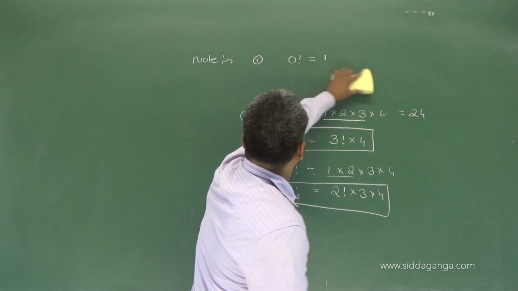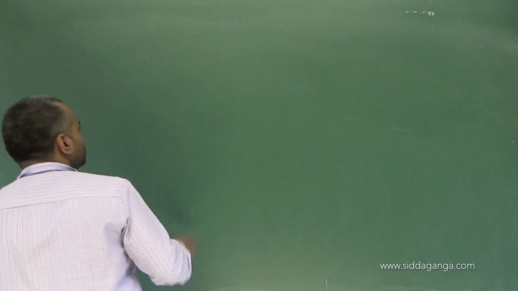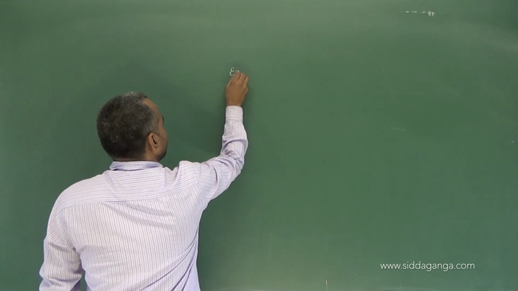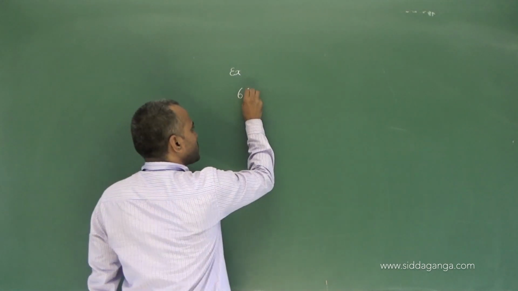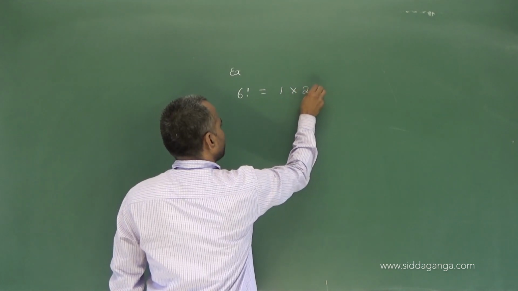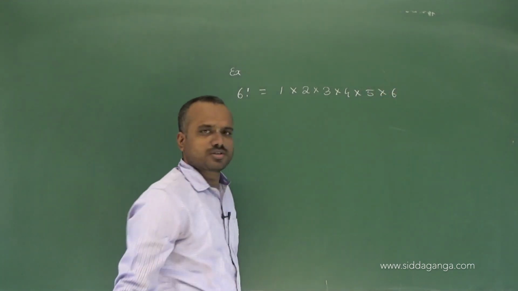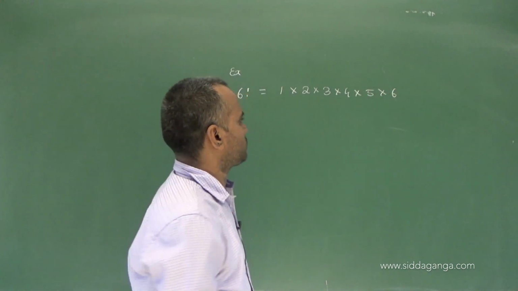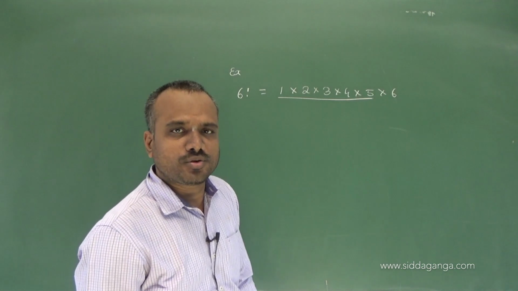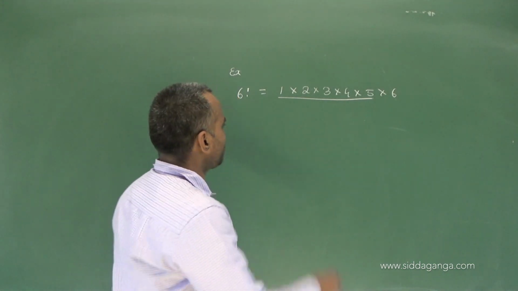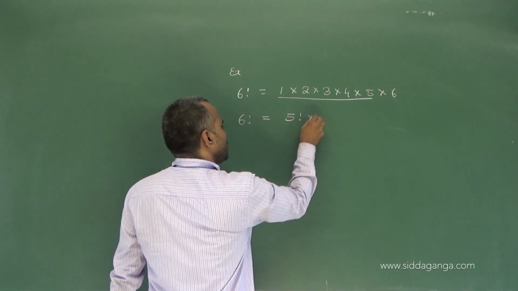One more example we take. This is a very important concept. So one more example, 6 factorial. 6 factorial is the product of first 6 natural numbers, 1 into 2 into 3, 4, 5, 6. Correct? Up to 5, 1 into 2 into 3 into 4 into 5 is the product of first 5 natural numbers. So 6 factorial can be written as 5 factorial into 6.